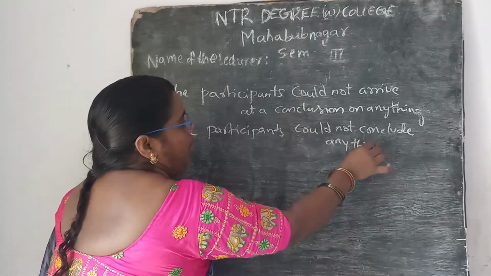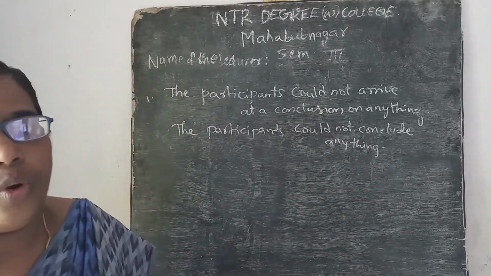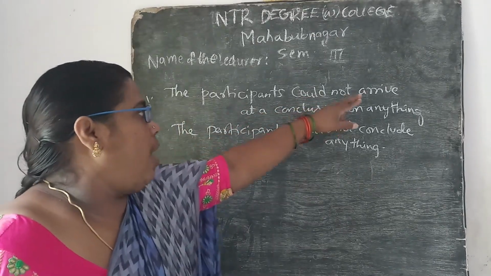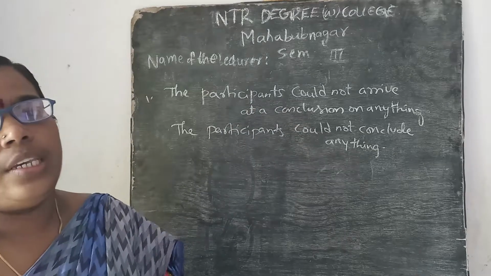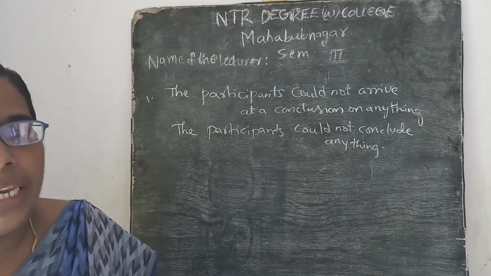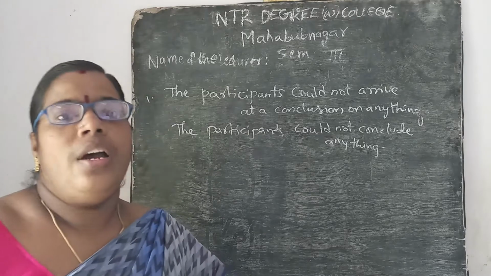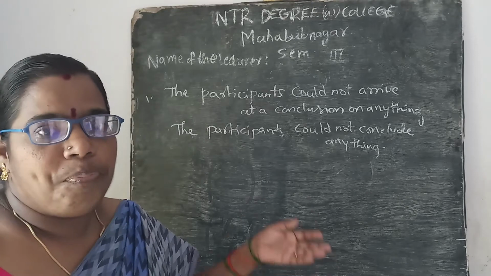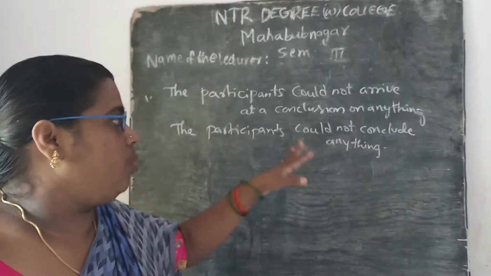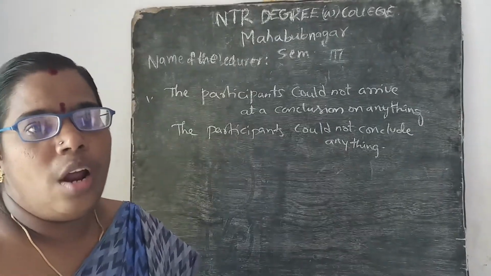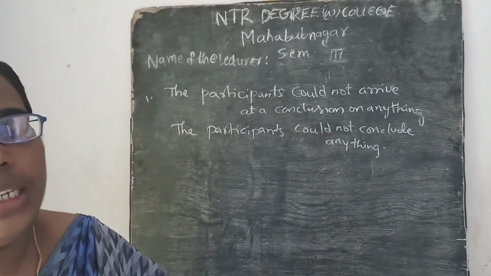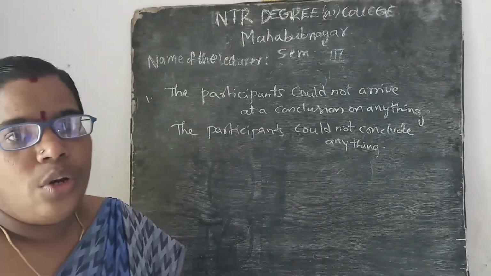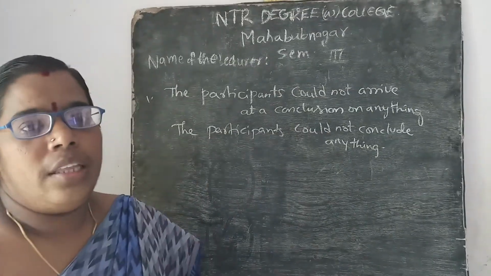So you can observe the two sentences. The participants could not arrive at a conclusion. So you can see the participants are using arriving at a conclusion, and easily you can say, the participants could not conclude anything. So could not arrive at a conclusion is replaced by the making of conclude anything there. Now let us see another example.